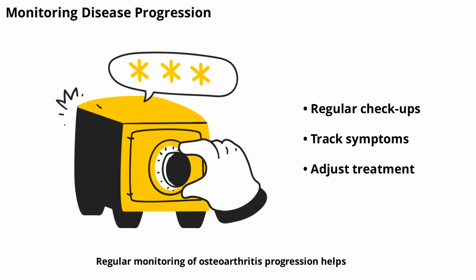Regular monitoring of osteoarthritis progression helps tailor treatment plans and identify complications early. This may involve periodic imaging, physical exams, and tracking symptoms over time. Staying proactive with healthcare appointments ensures the best possible management of the disease.